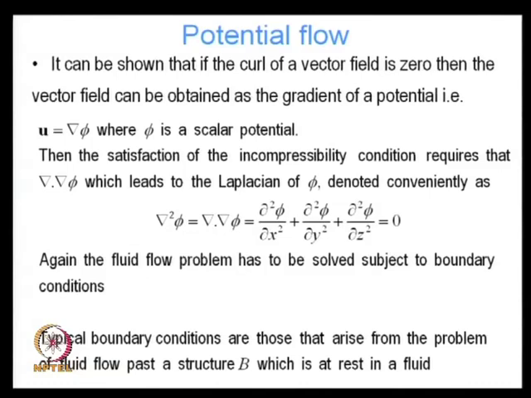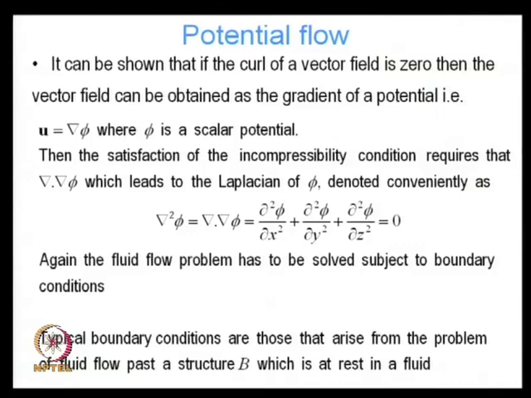Laplacian of phi equal to 0, we solve that subject to boundary conditions. Typical boundary conditions arise, for instance, when you have fluid flow past a solid body. There is a solid body sitting there, suppose some sort of a rock, and the fluid is flowing past that stationary rock. So, in that case, what are my boundary conditions?